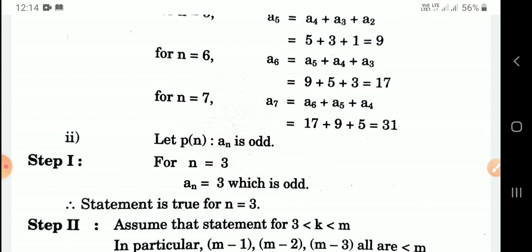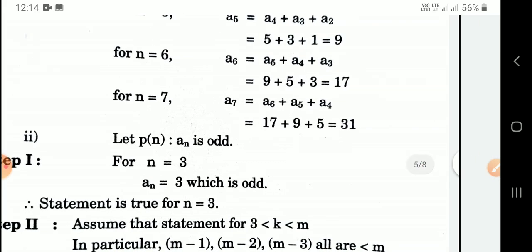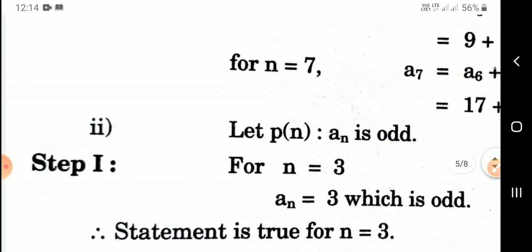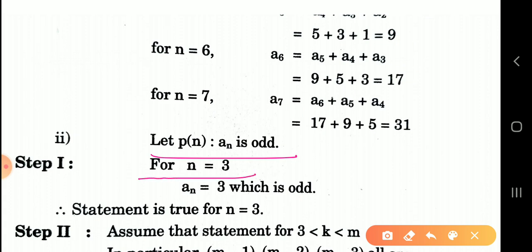We prove this result using the second principle of mathematical induction. Now our statement is what? a_n is odd. First step is what? We have to prove the statement for n = 3, since the starting condition is n greater than or equal to 3. So first we prove the statement for n = 3.